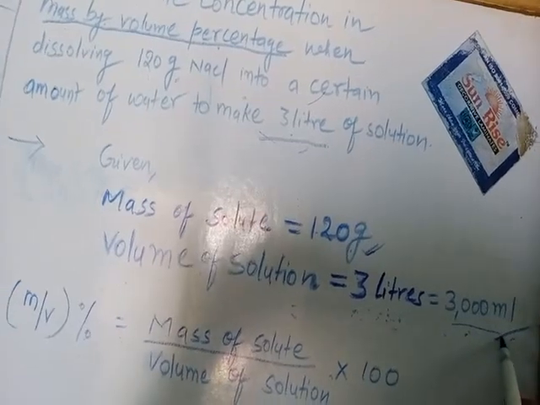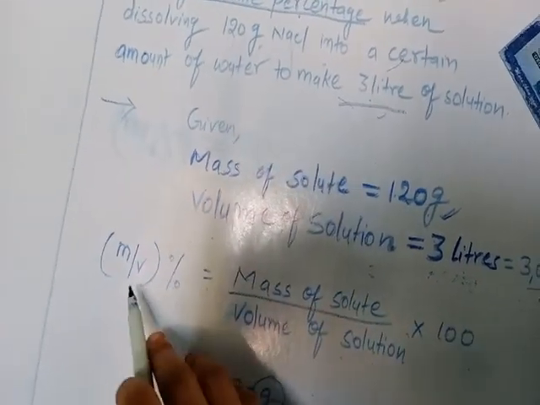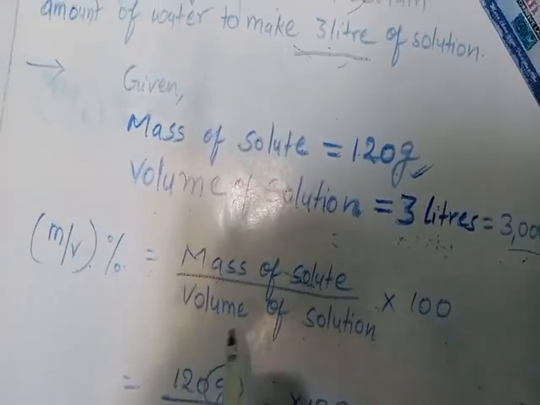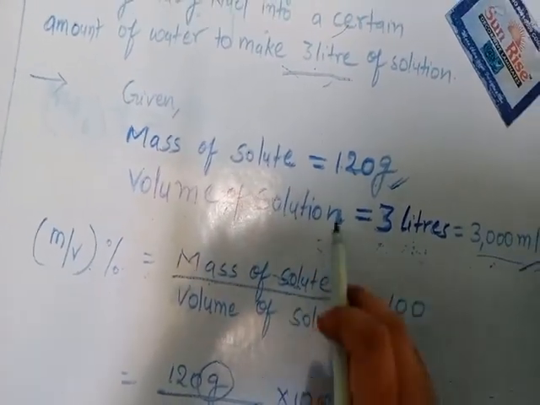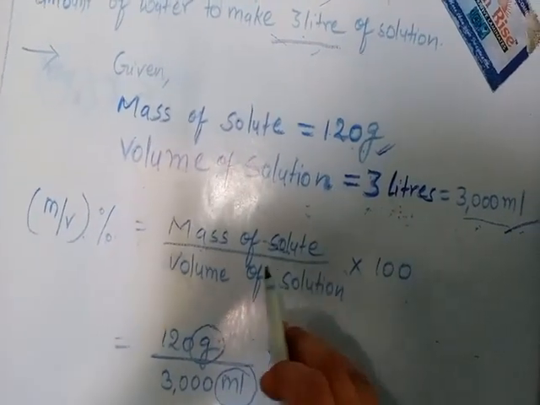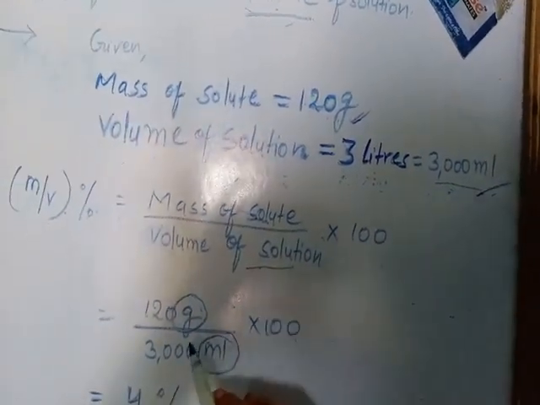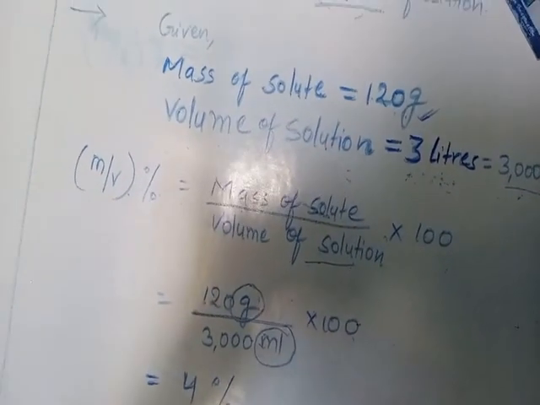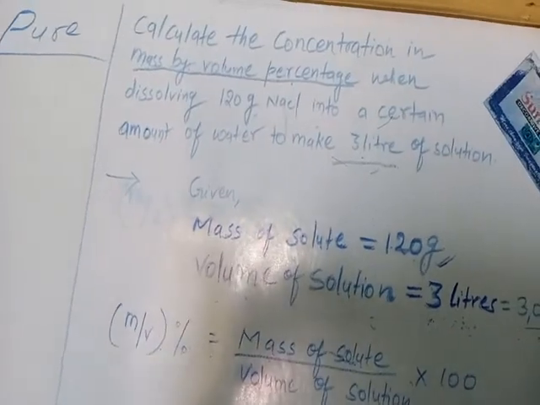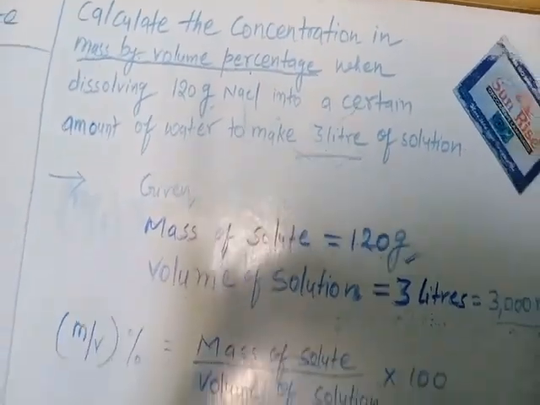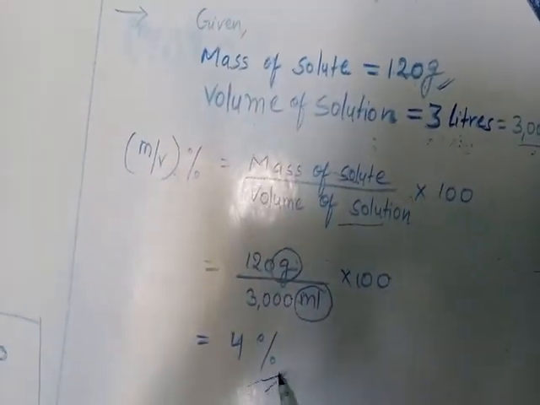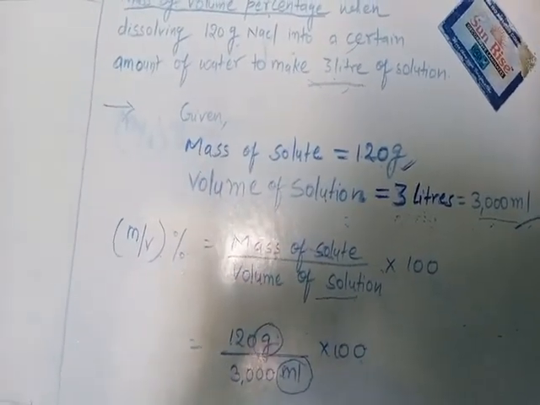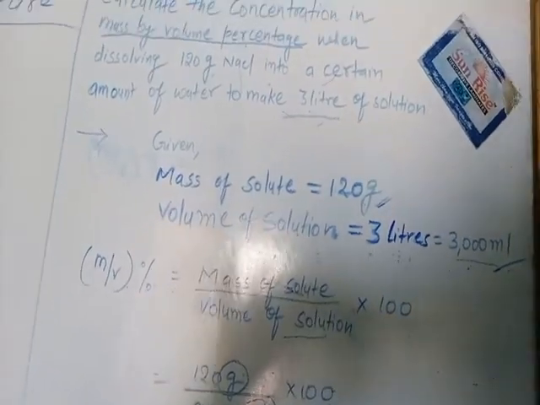3000 ml. So as per the formula, mass by volume percentage is equal to mass of the solute divided by the volume of solution into 100. Mass of solute is 120 gram divided by volume of solution in ml, that is 3000 ml into 100. You will get 4. So the answer is 4%. So the concentration of solution in terms of mass by volume percentage is 4%. So this is the answer.